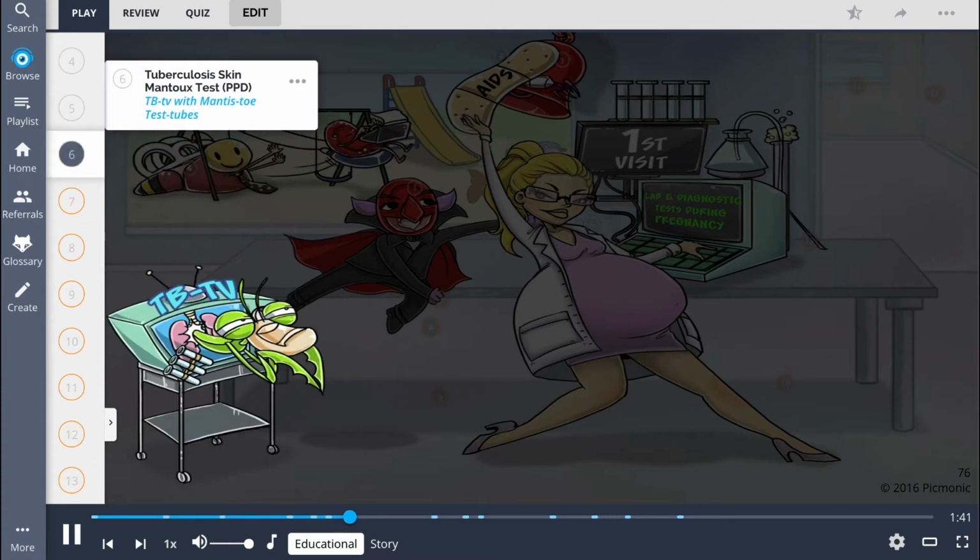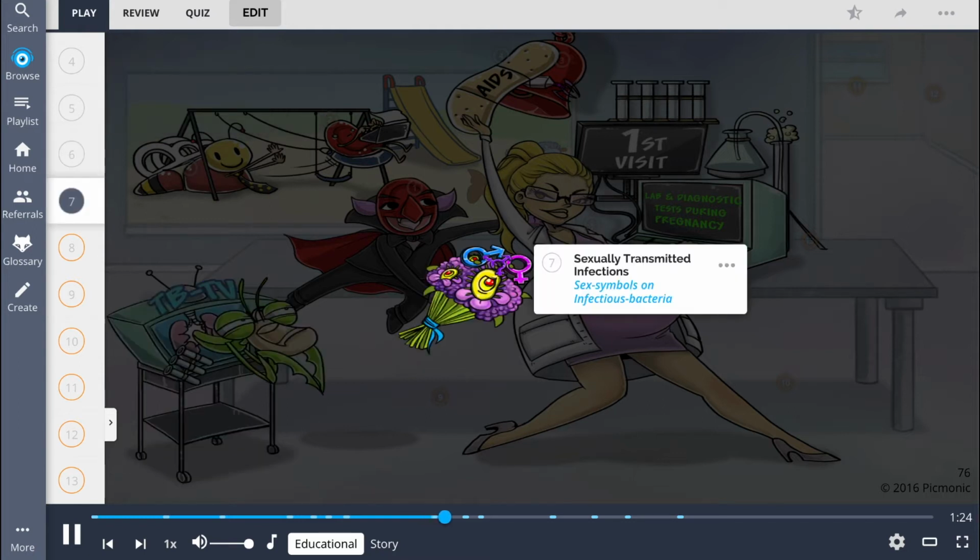The tuberculosis skin Mantoux test, or PPD, shown as the TBTV with the mantis toe and test tubes, can also be done. This, however, is not routinely screened for, but rather done for those with risk factors, like recent travel or TB-infected contacts. Sexually transmitted infections are also tested for, the sex symbols on the infectious bacteria.